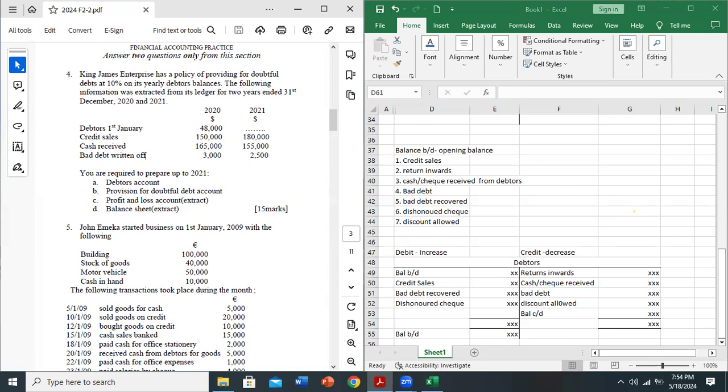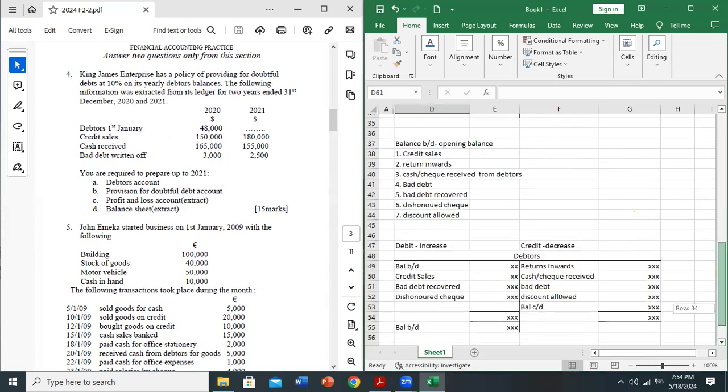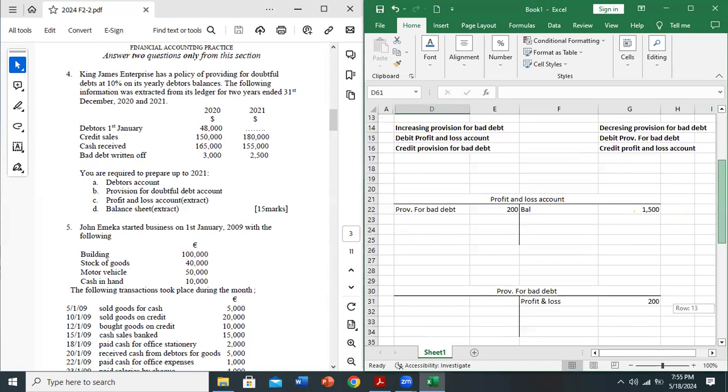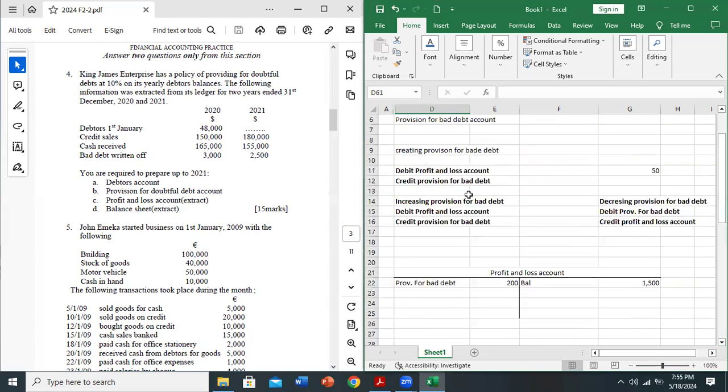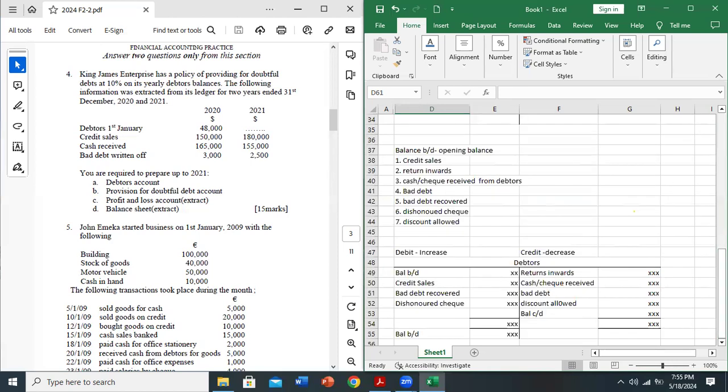But today is our first class. I don't want to do more to confuse you. If for nothing, at least you have experienced the debtors account and the 3 key double entries you have to do regarding provision for bad debt. So any questions for me?